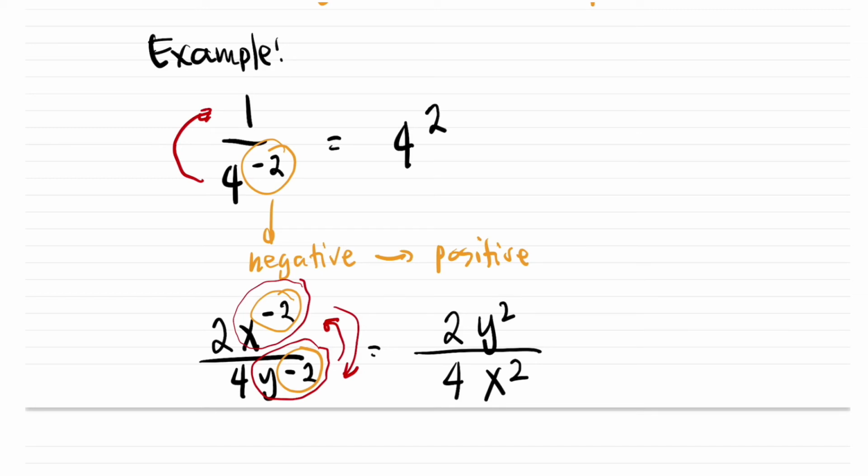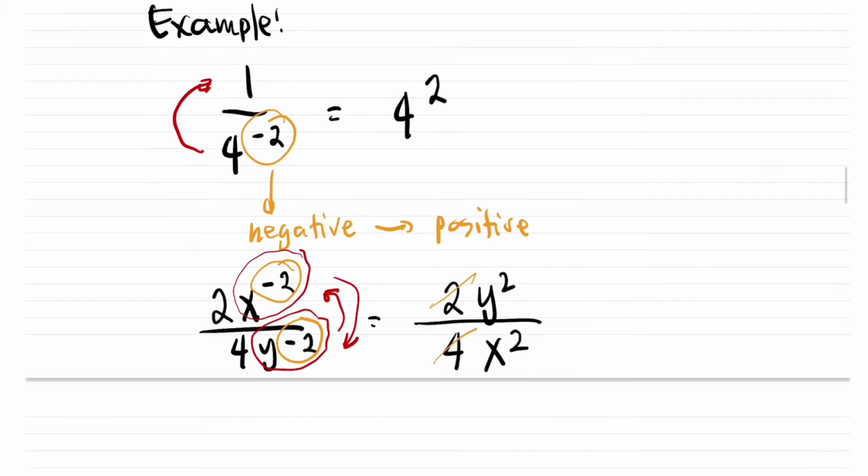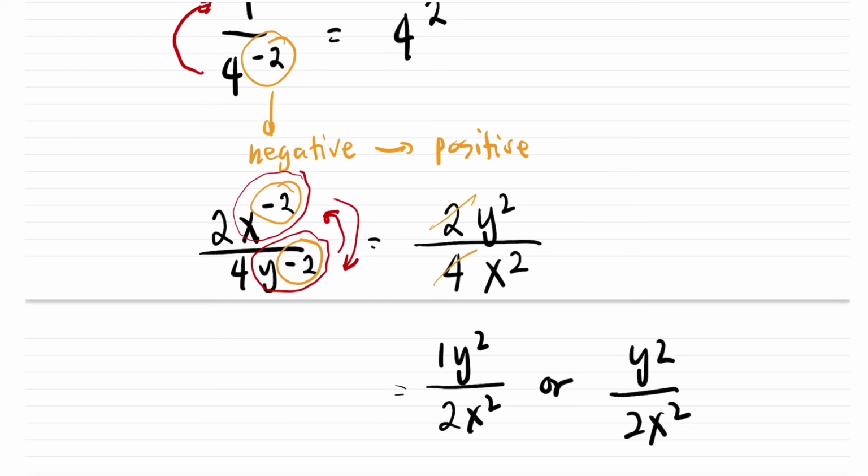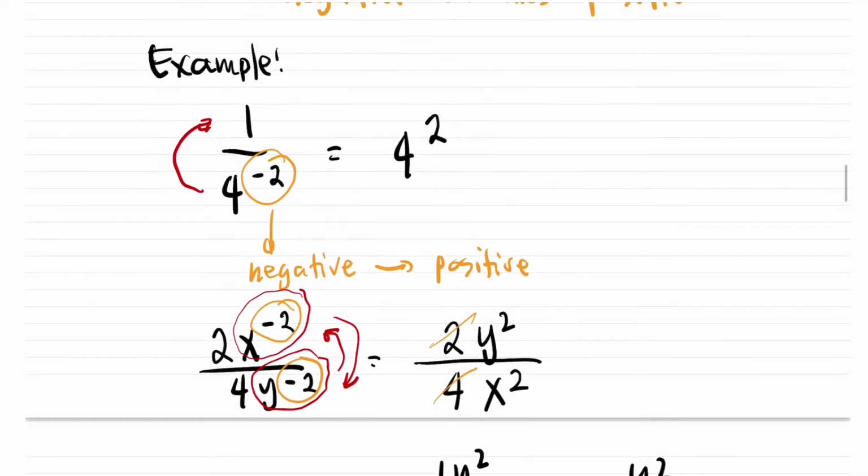Alright, and then we simplify further. So this becomes y squared over 2x squared. This is your final answer. So this is how we do negative exponents.